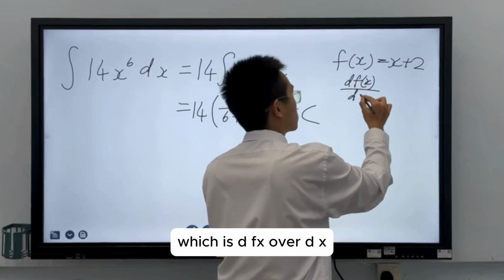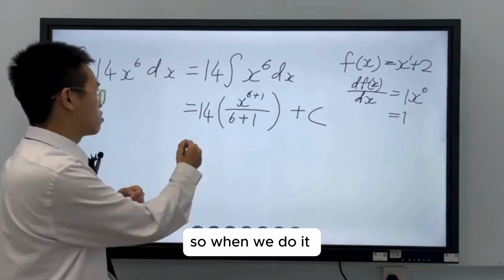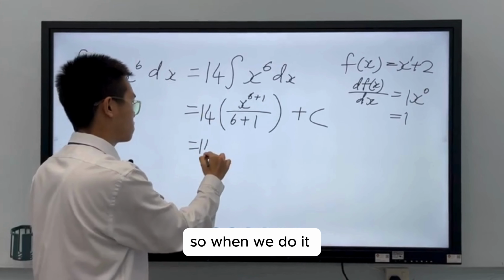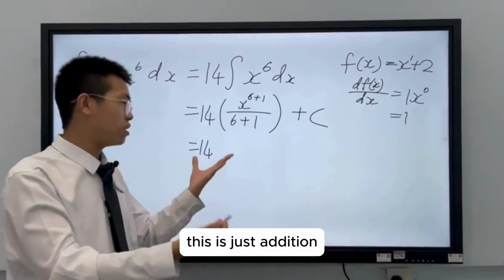But when we do the integration, we don't know exactly what the constant is. So we put in an algebraic symbol, which is c. This is just an addition. So x power 7 over 7 and plus c. When we do that, we get 2x power 7 plus c. This is our final answer.